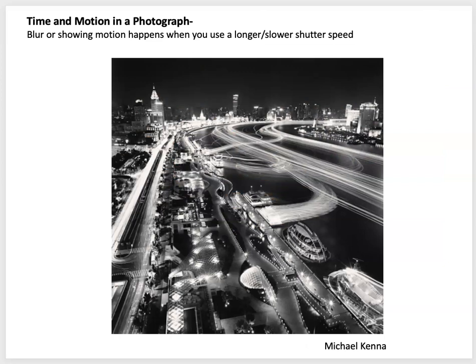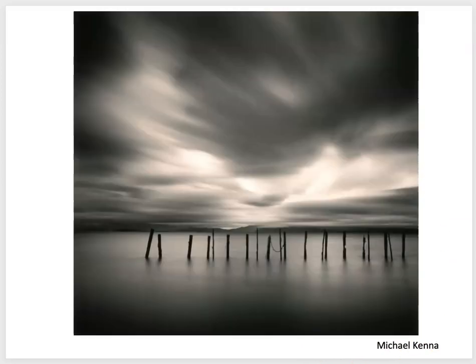So time and motion in a photograph. Blurring or showing motion happens when you use a longer shutter speed. This is the work of Michael Kenna. He does a lot of night photography. This is probably a few hours exposure, and I think it's in Shanghai.